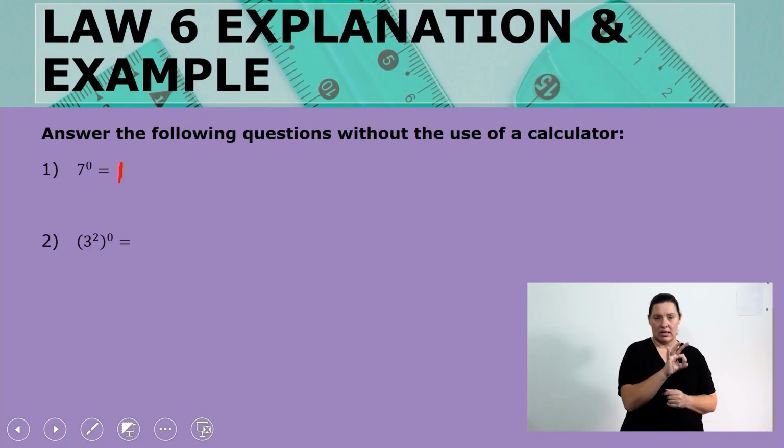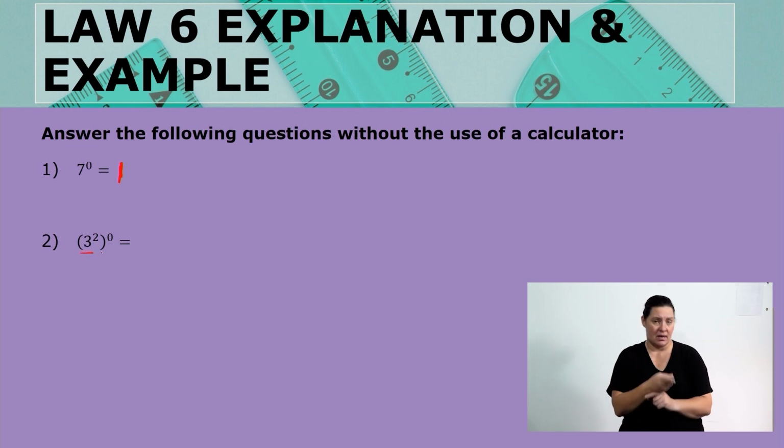We have 3 squared to the exponent 0. So what is going to happen here? Remember, this power is our base, and it is raised to the exponent 0. So what happens to the whole power? It will become a 1.